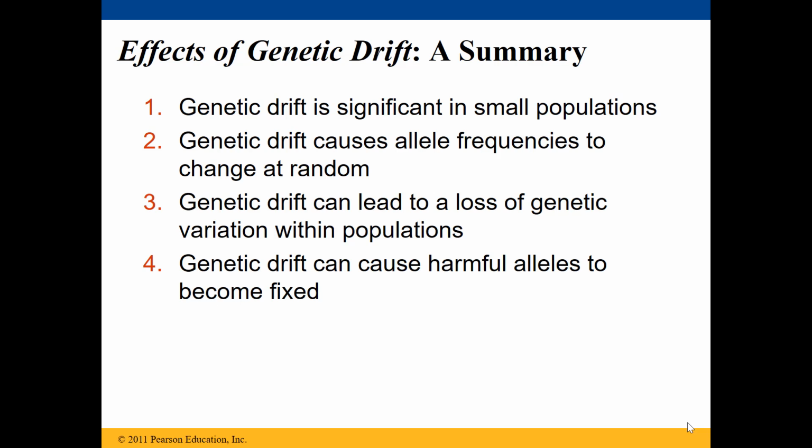And generates random change. Okay? So genetic drift is powerful in small populations. It generates random change. And it can eliminate or fix an allele. Okay? So genetic drift, powerful in small populations, generates random change, and can eliminate or fix an allele.